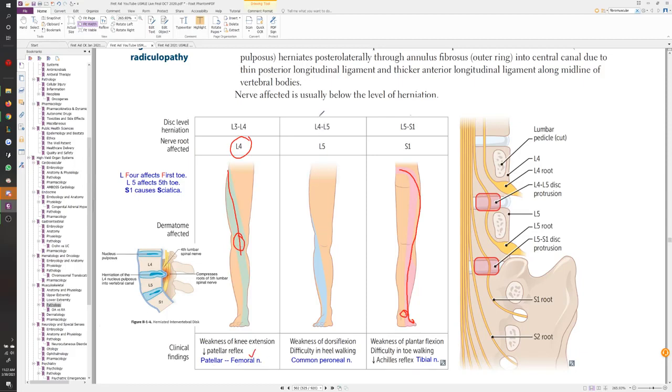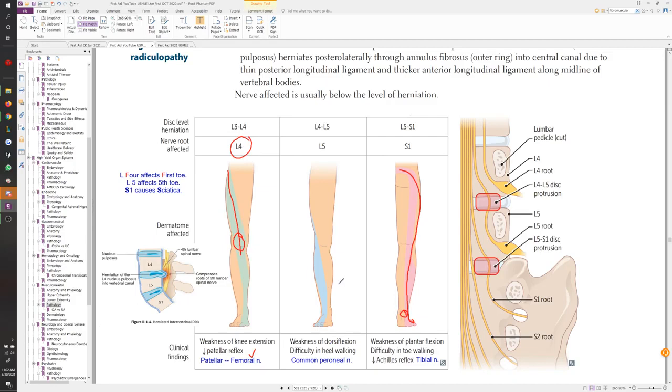The last one here, if it's between L4 and L5, it's going to compress the L5 nerve. L5 affects the fifth toe. It's more lateral. It doesn't go over the knee. It goes all the way over here to your lateral stuff. It's the common peroneal nerve, which if it's injured, you're going to have weakness of dorsiflexion.